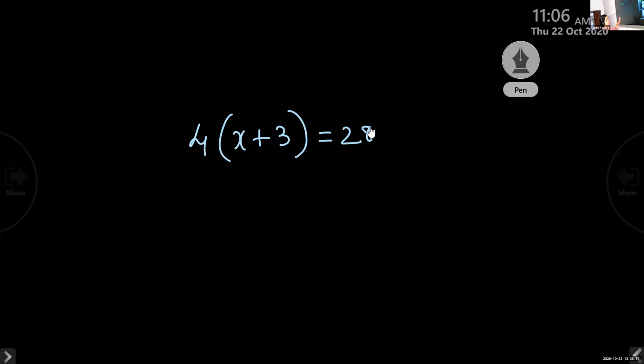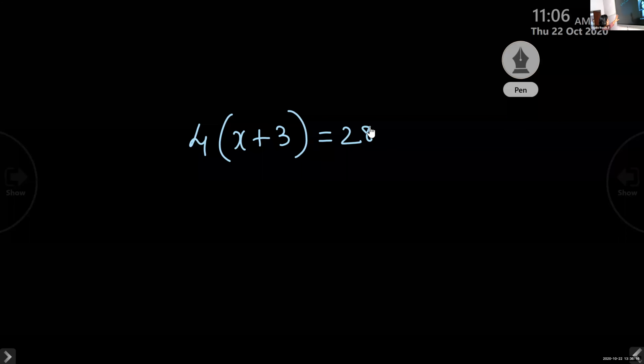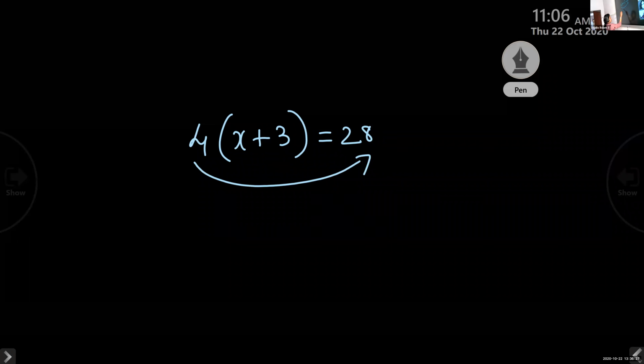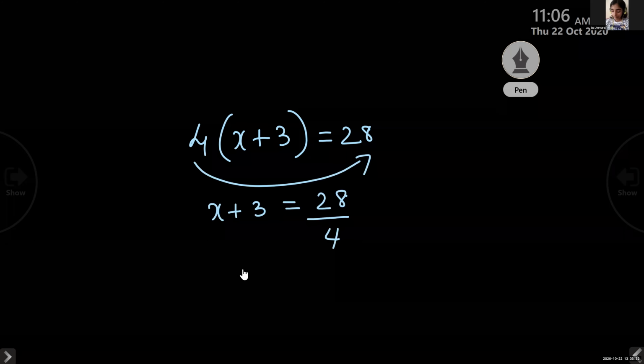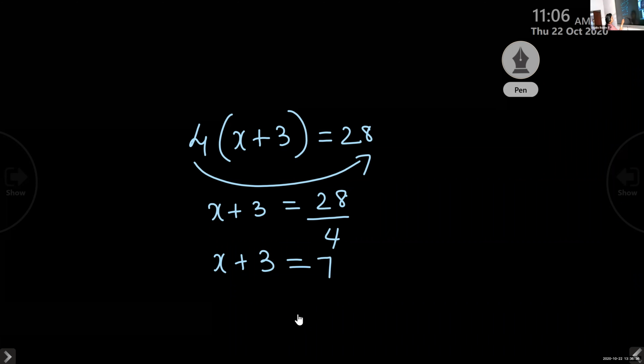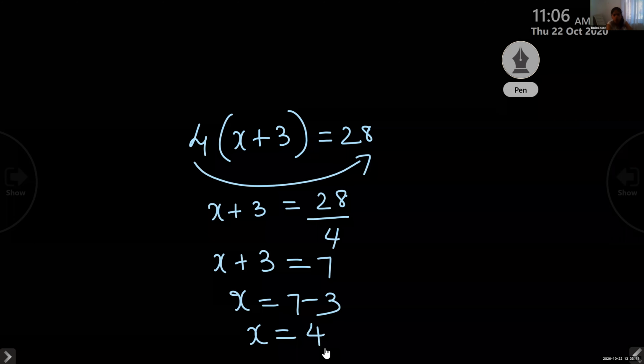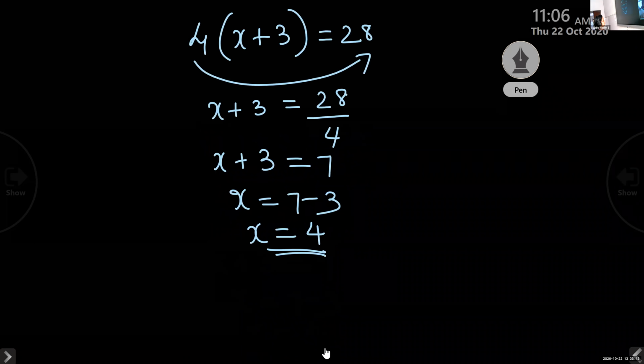You cannot say 4x plus 3. You have to read it as 4 into x plus 3. Good morning, sir. Good morning. So take the 4 to the other side. x plus 3 is equal to 28 by 4. So what is x plus 3? 7. So x is equal to 7 minus 3. x is equal to 4. What is the doubt in that?